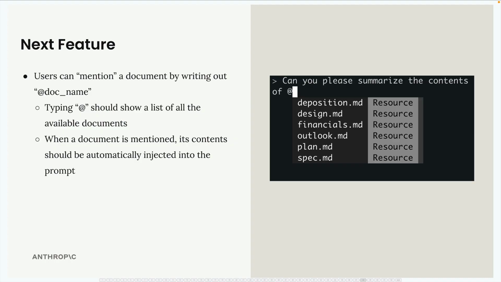I want to allow a user to mention a document by putting in an @ symbol and then the name of a document. Whenever they do so, I want to automatically fetch the contents of that document and insert it into the prompt that we send off to Claude.